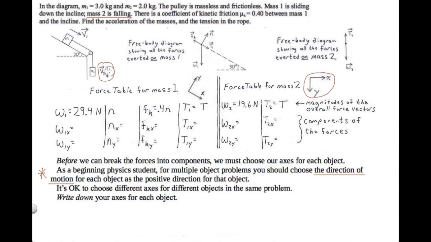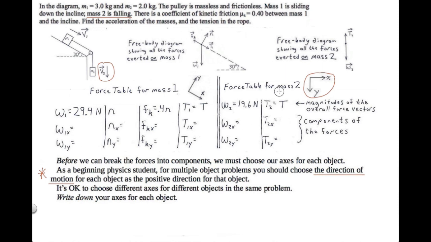Mass 2 is moving straight down. So, for mass 2, we choose a positive y-axis that points straight down. And let's choose an x-axis for mass 2 that points right. It's okay to choose different axes for different objects.